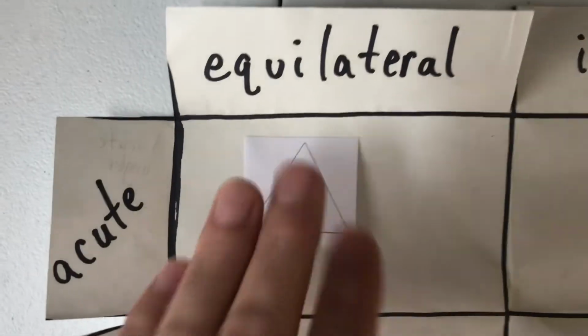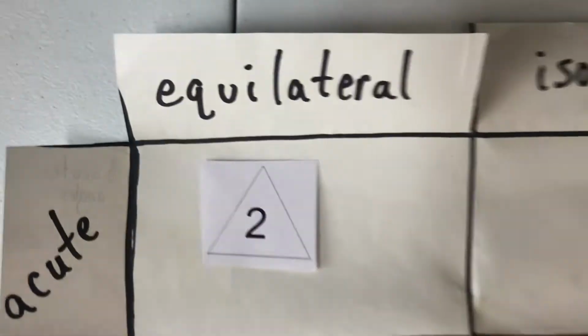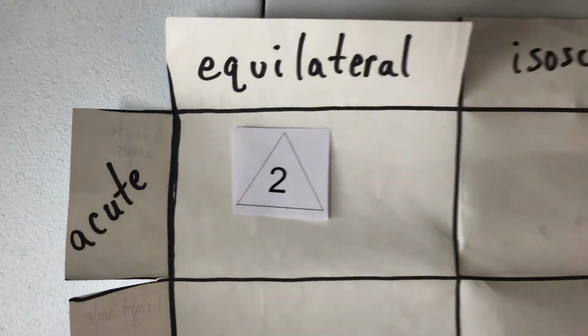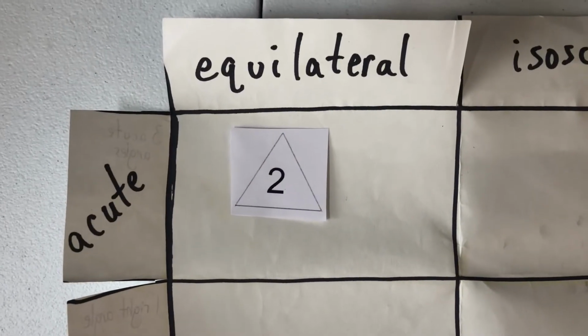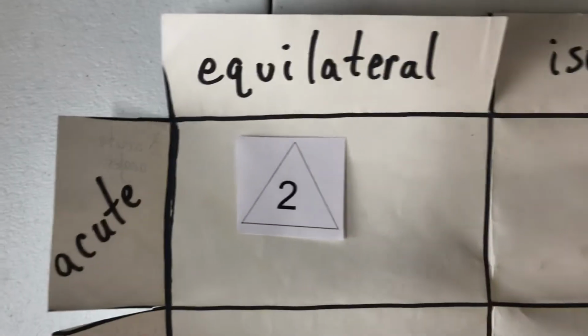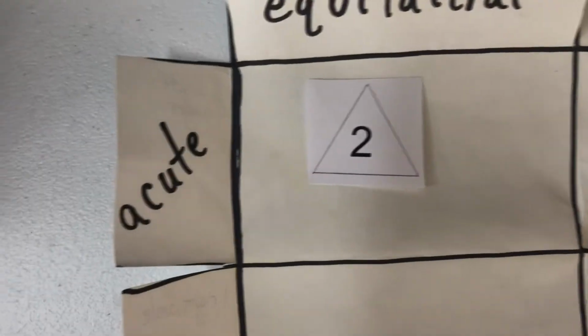So triangle 2 here, I can call this an acute equilateral triangle. I give it a first and last name. Or triangles aren't picky, I can call it an equilateral acute triangle. They don't care what their first name is, they don't care what their last name is. So there we go. All right, let's look at this triangle now.